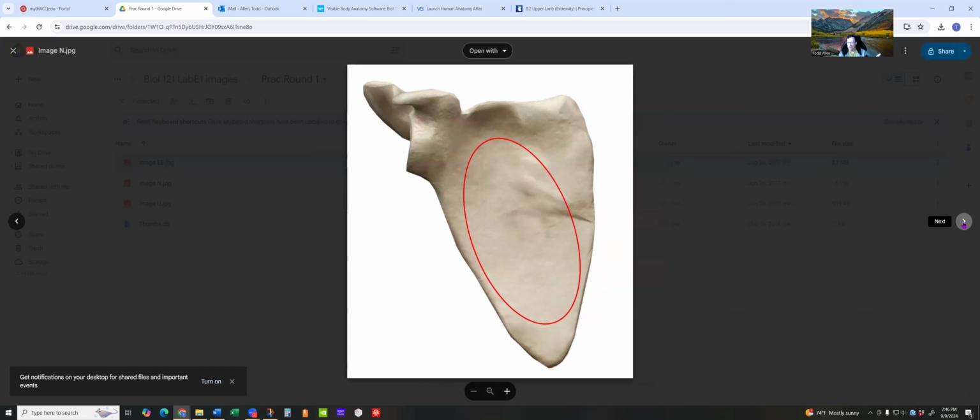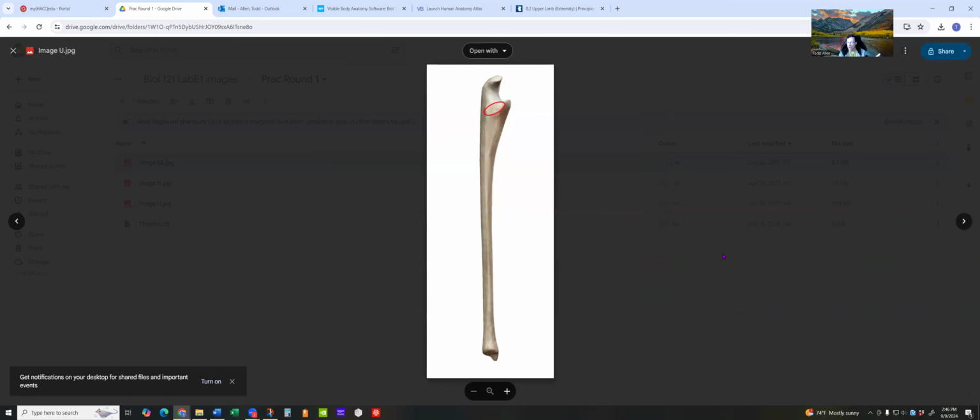And finally, the third practice question, what is the substructure? The answer to this question, first you have to identify the bone, right? This is clearly the ulna, and the substructure up here is the radial notch.